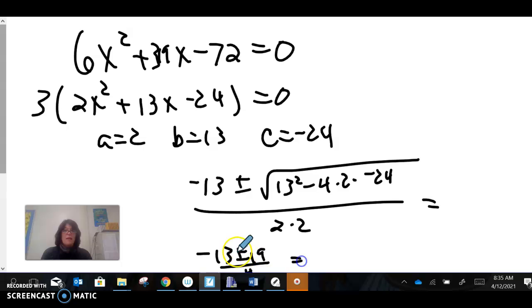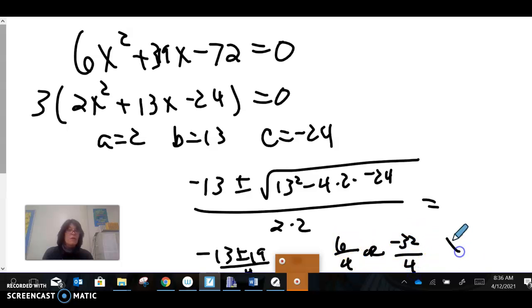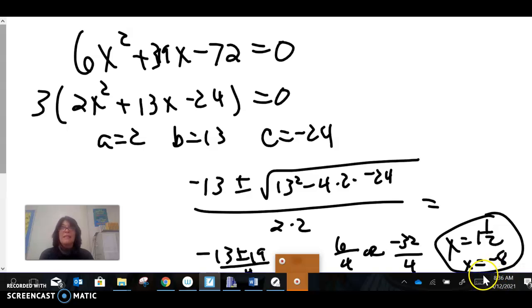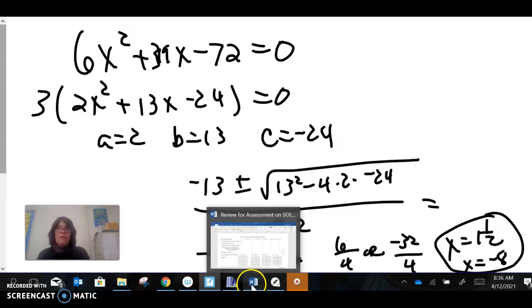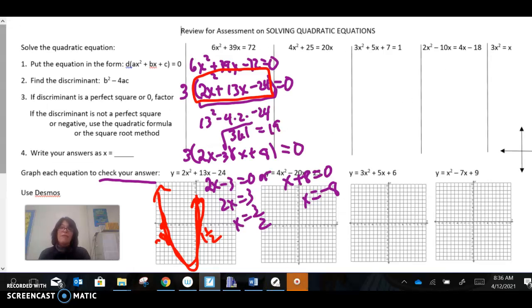4. Negative 13 plus 19 is 6. So I have 6 over 4. Negative 13 minus 19 is negative 32. Well, 6 divided by 4 is 1.5. Negative 32 divided by 4 is negative 8. Well, look at that. We got 1.5 or negative 8, no matter how we did it. That's where that worksheet comes in. Even though I'm giving you the graphic organizer, I'm trying to show you how I feel is best to determine what to do. In the end, it's up to you. Okay?